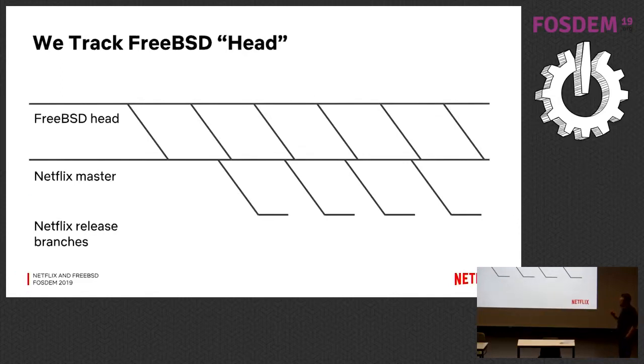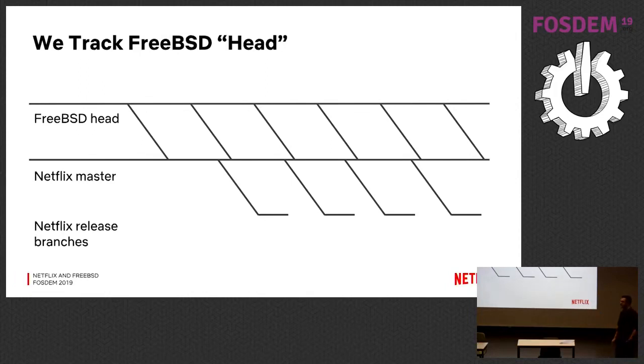This is sort of what the code inheritance looks like, for those of you that need this mental model or appreciate the mental model. So FreeBSD head's code base is at the top. We have our internal master branch. And about every 5 weeks, we take a sync from head to our internal master branch. We develop some more code, and then we branch off our release branches.